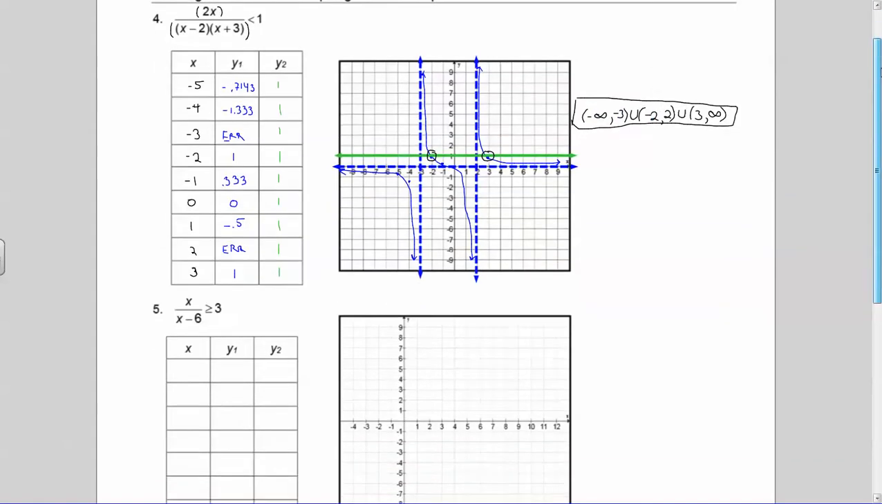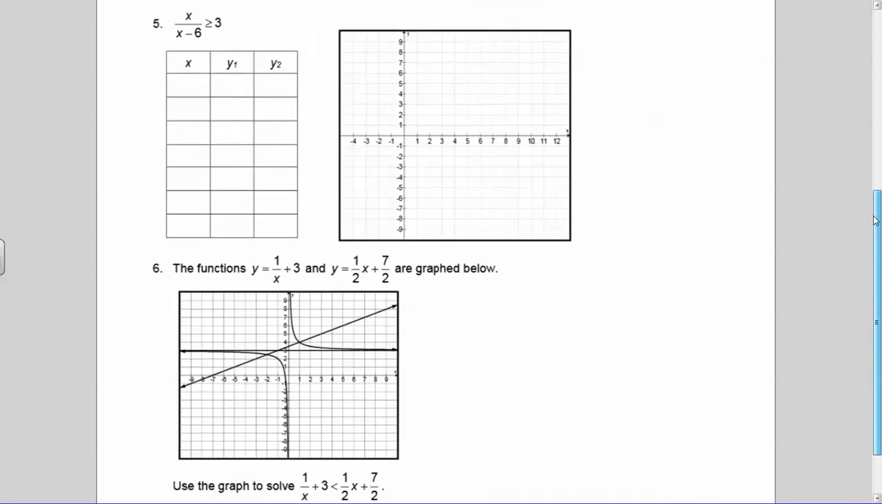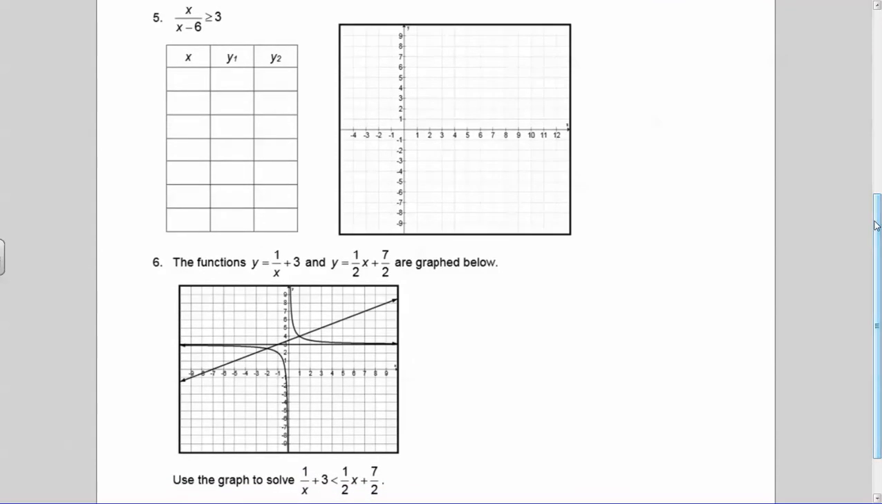5 and 6, I want you to complete on your own. So here they are. Number 6 has already been given to you graphically, so that one should be a little easier. You can do that fairly quickly. Bring those prepared in class tomorrow, and we will continue practicing solving rational inequalities using graphs.